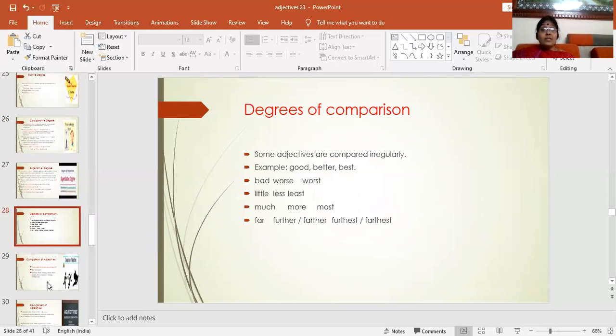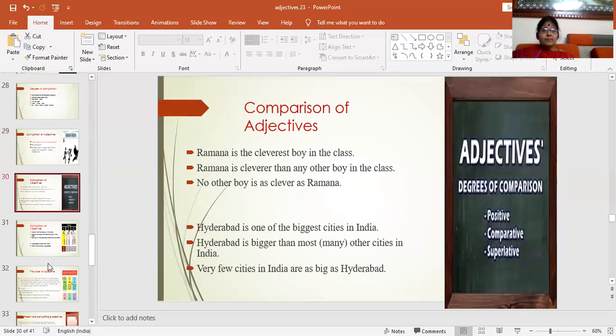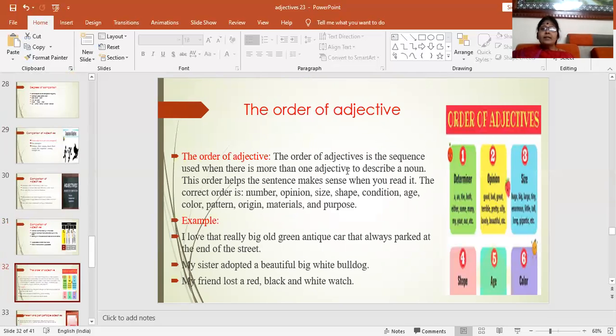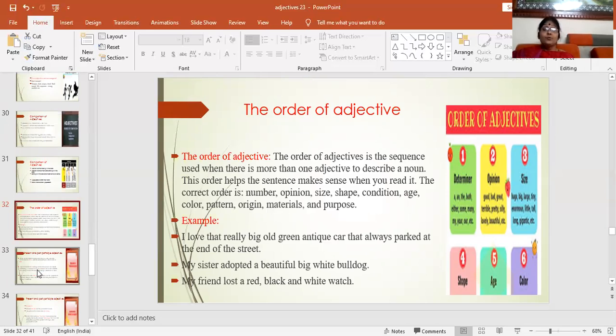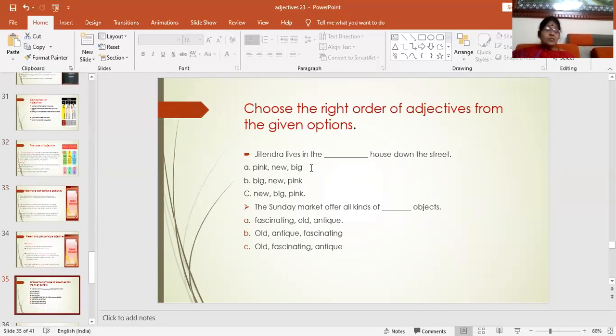So we also know that certain words don't take any degrees, right? They're not compared at all. Then not only that, there is an order. If you are having more than two or three adjectives, how you should place your adjectives, what comes first and what comes next. And then you have present participle and past participle. So I think you have understood this. So now let us just do a small exercise and see whether we have understood this or not.